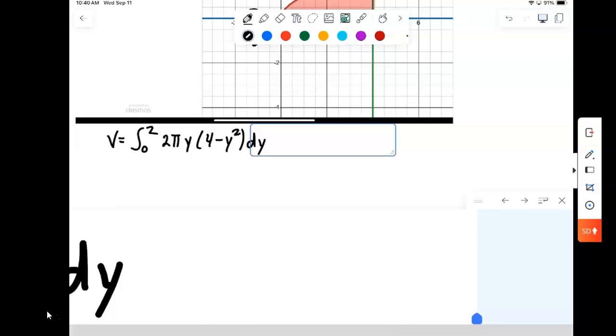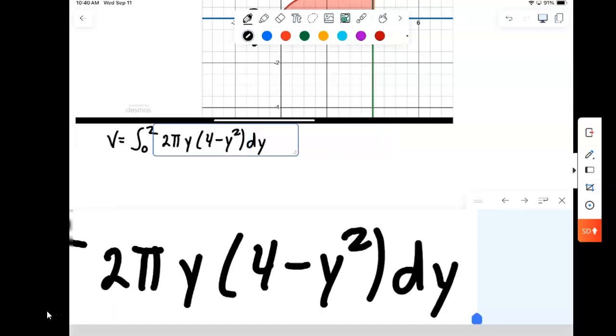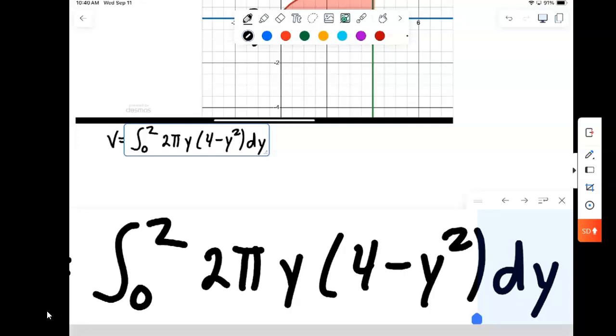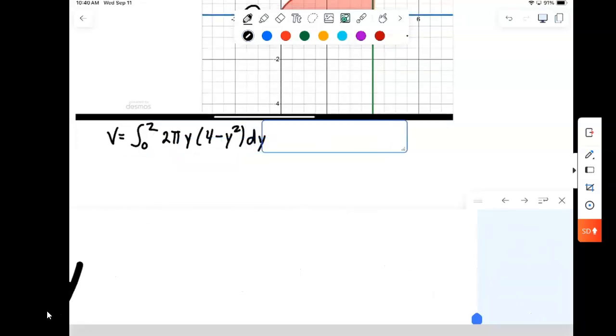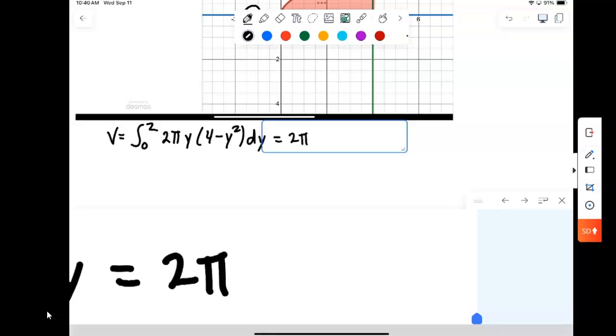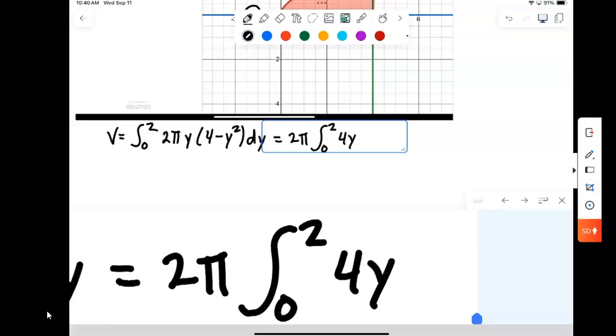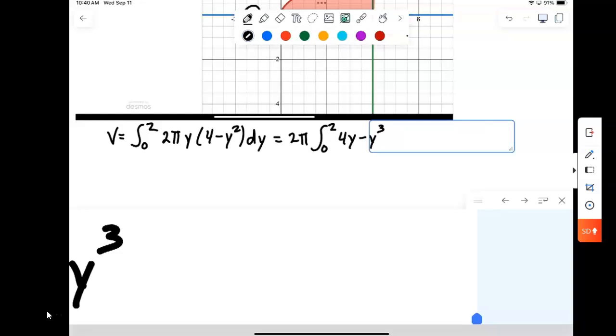And again, the way you do shells is it's always going to be parallel to the axis. If you're doing disks, then you're going to be measuring the radius, which is perpendicular to the axis you're rotating about. But here we're doing shells, so it's 2 pi, the variable, and then times the function. So we have some simplifying to do. I'm just going to pull the 2 pi out front. Integral 0 to 2. That would leave me with 4y minus y cubed dy.